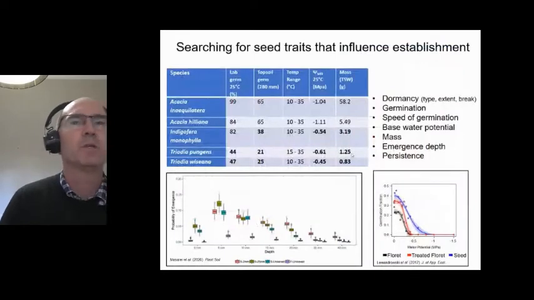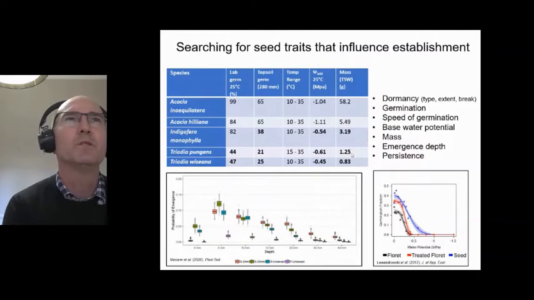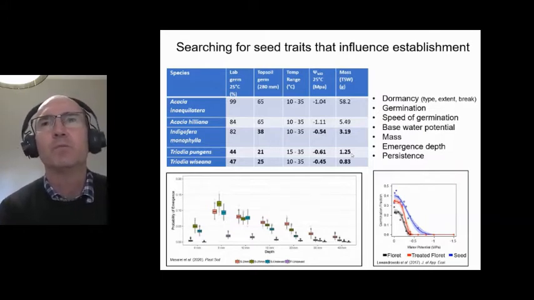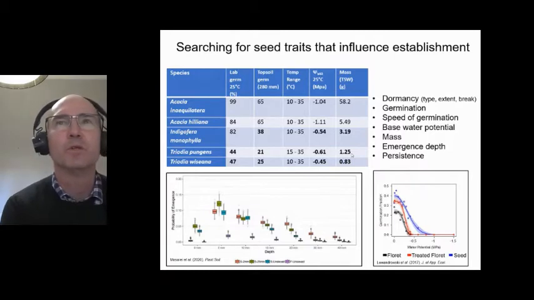So just to finish up, the next steps in this research: what we're trying to do is build a picture of the seed traits that might influence establishment. Really what we're looking for here is if we can identify the limiting traits, then can we modify them through seed enhancement treatments or modifying the soil to improve the chances of establishment.